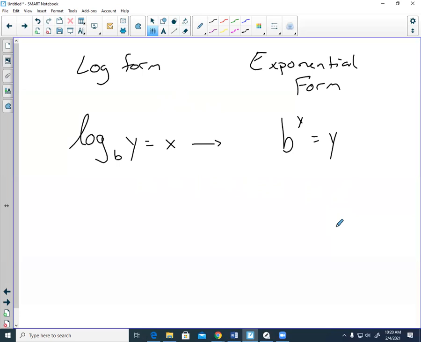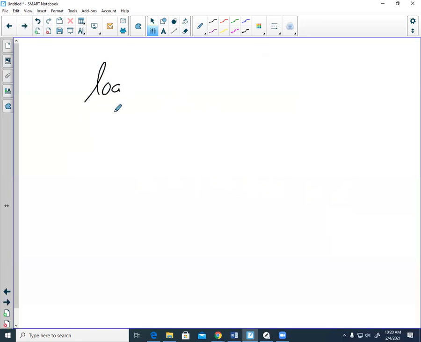So let's say that I've got an equation or an expression that looks like this, where it is log base 2 of 16 equals 4. That is gibberish to me, right? I don't know what a log is, so that means absolutely nothing to me at all. It might make a little bit more sense if you put it into exponential form, because that's what you comprehend.